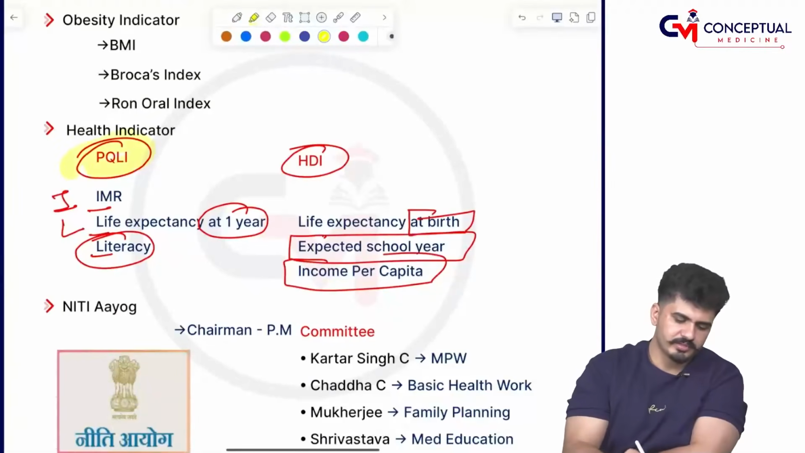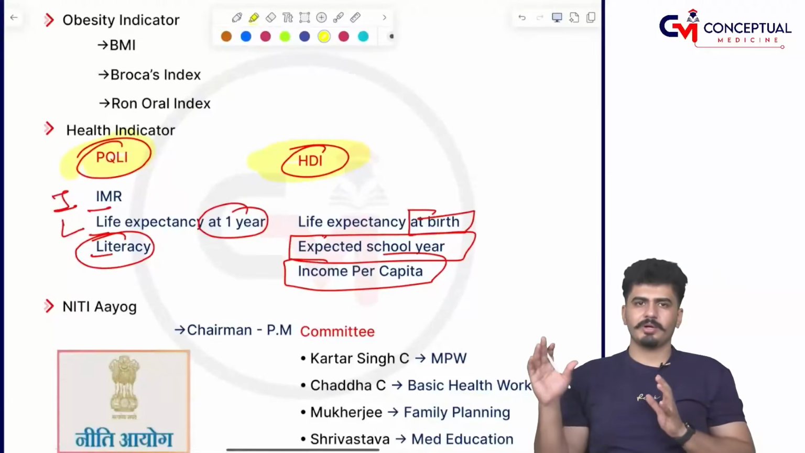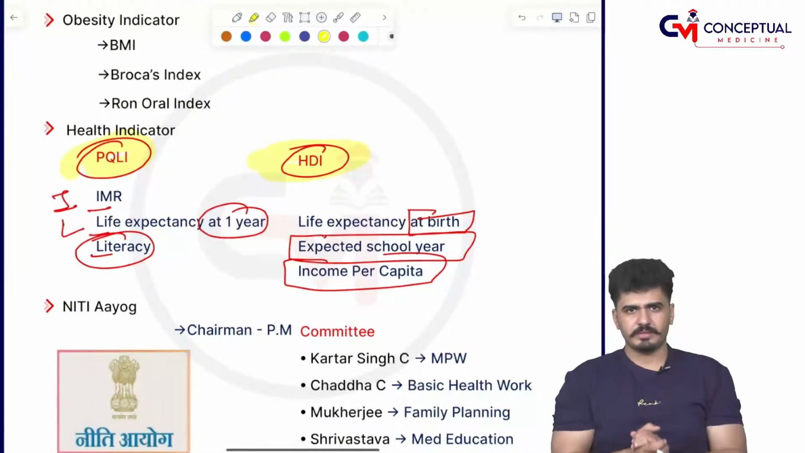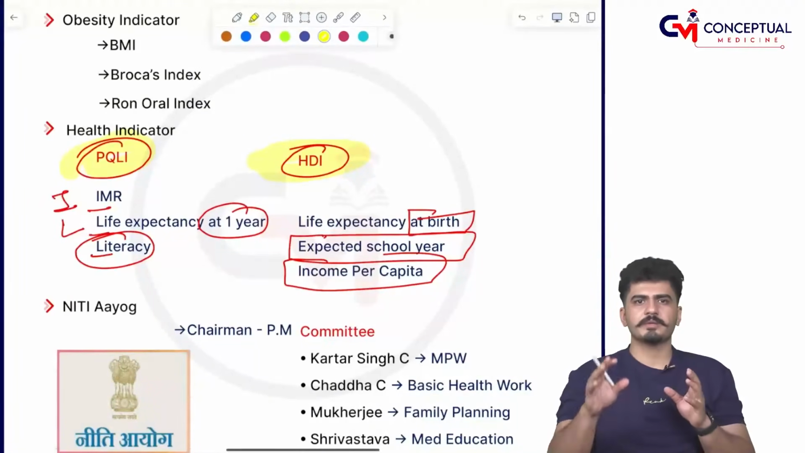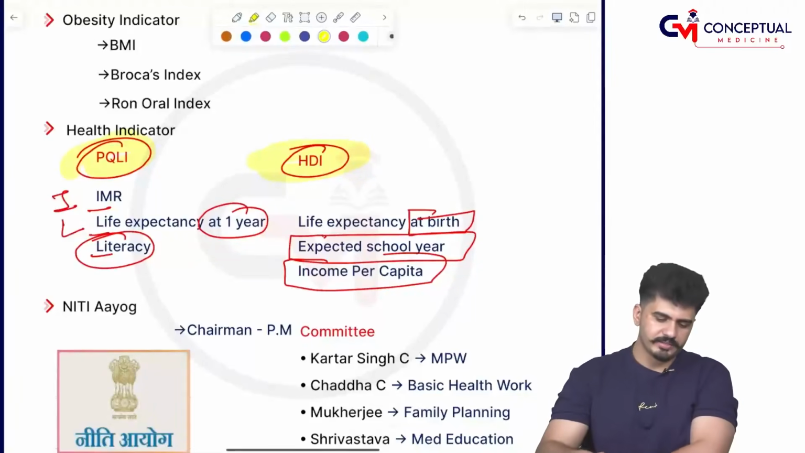So these are the two things you have to remember: if life expectancy at birth is being discussed, we are talking about HDI. If life expectancy at 1 year, they are talking about the PQLI. Per capita income is a part of HDI. Infant mortality rate is a part of PQLI, sir.